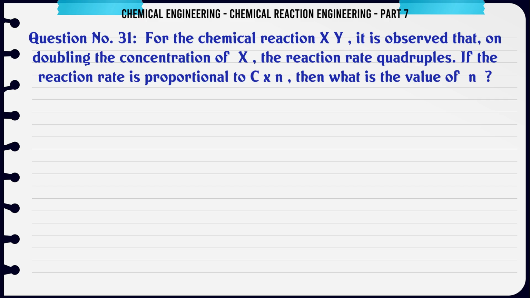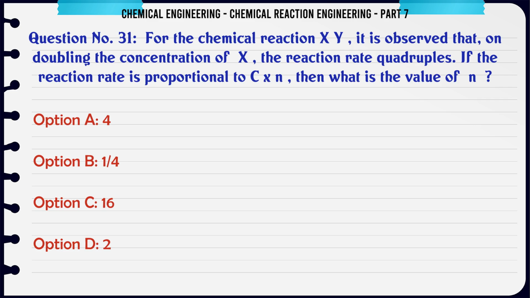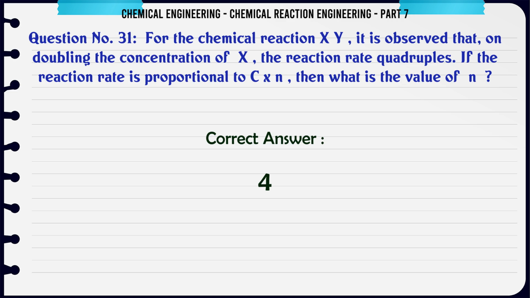For the chemical reaction X to Y, it is observed that on doubling the concentration of X, the reaction rate quadruples. If the reaction rate is proportional to Cx^n, then what is the value of n? A. 4. B. 1/4. C. 16. D. 2. The correct answer is 4.